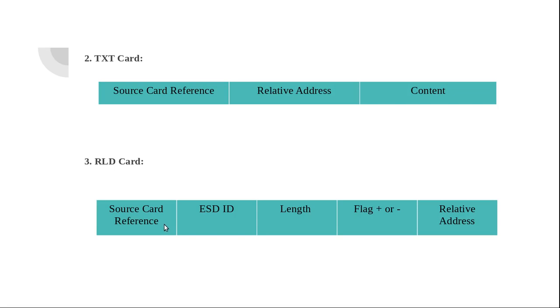So the RLD card will contain the location and length of each address constant that needs to be changed for relocation or linking, and the external symbol ID by which the address constant should be modified. Then the operation to be performed, whether it is addition or subtraction, will be mentioned in the flag column. That is about the RLD card.